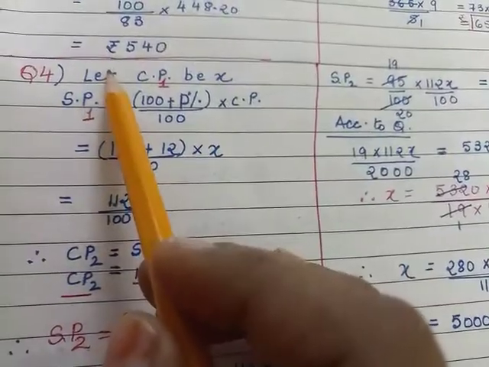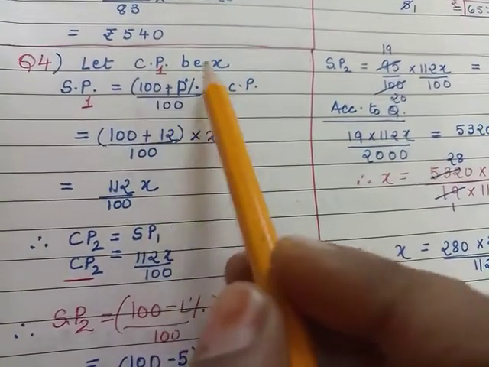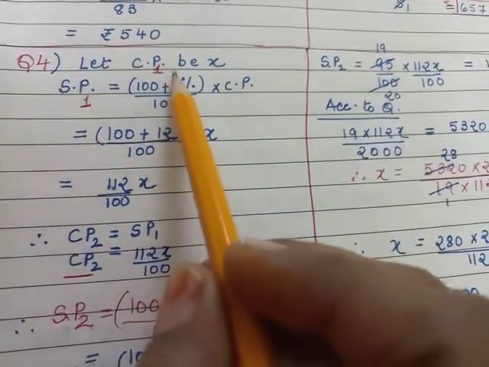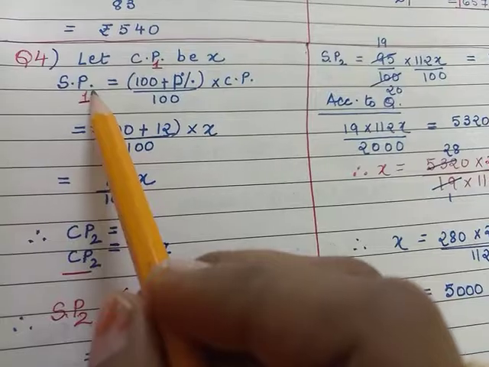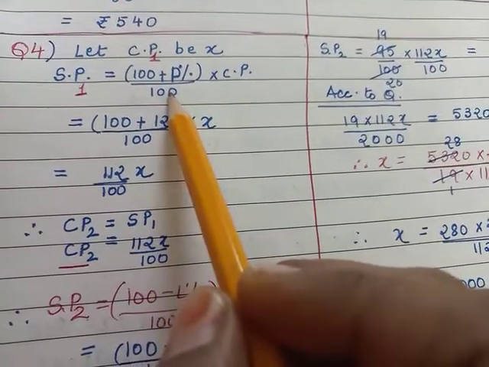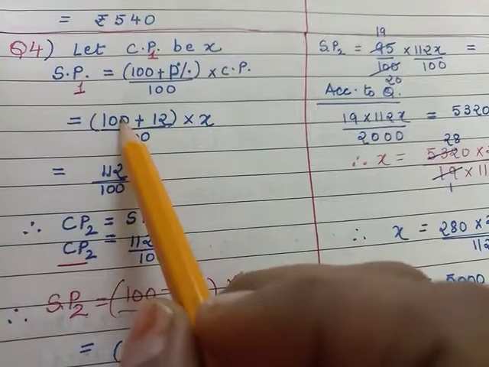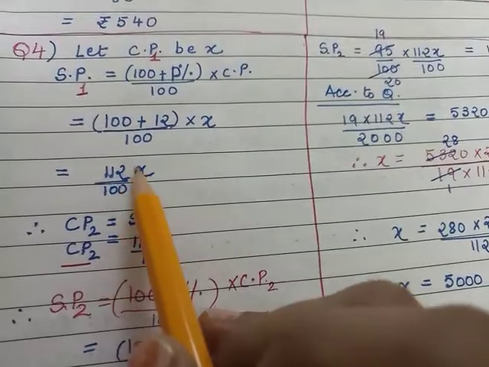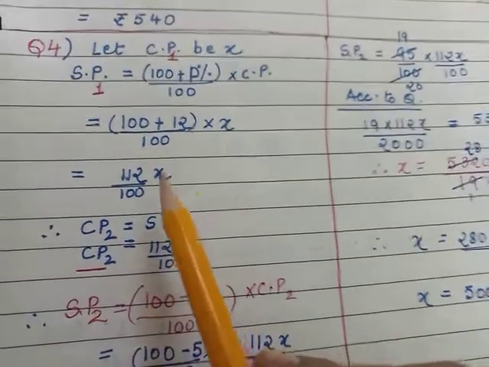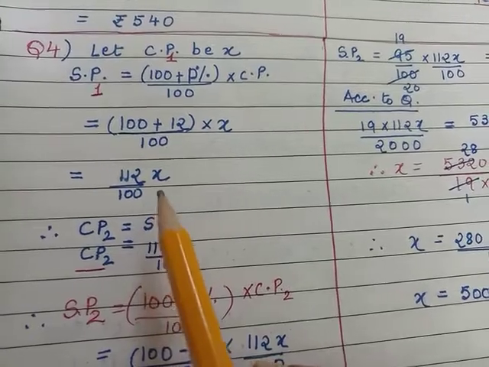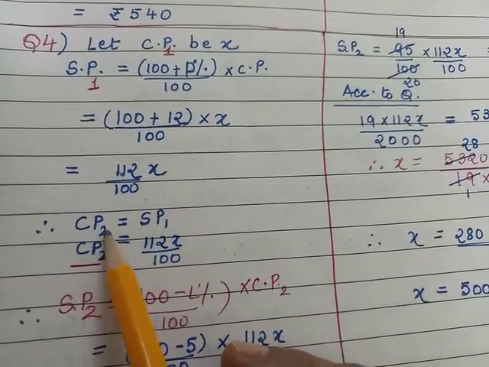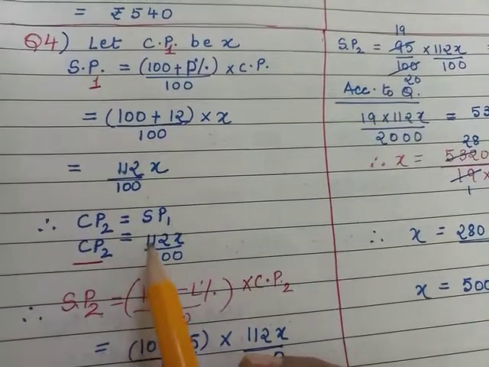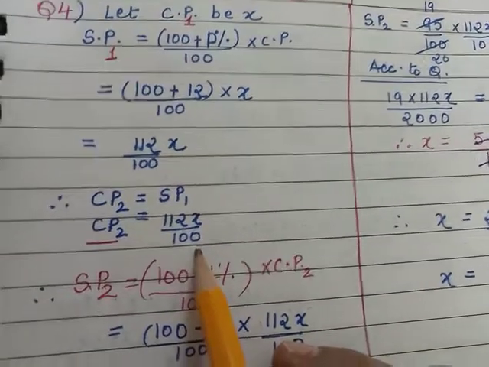So let us consider that the cost price for Raju is X. I name it cost price 1, and the selling price 1. Now the selling price formula says (100 plus profit percent) upon 100 into CP. That becomes (100 plus 12) upon 100 into x. So that will give you 112x upon 100. So this is the selling price for Raju. This selling price becomes the cost price for the next person, that is Sonu. So the cost price for Sonu is 112x upon 100.